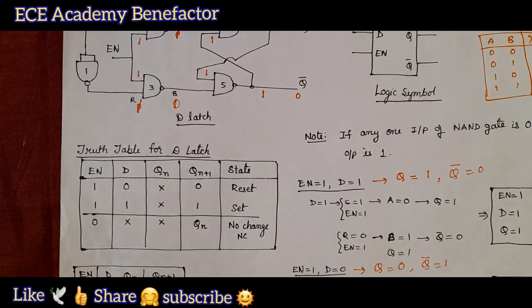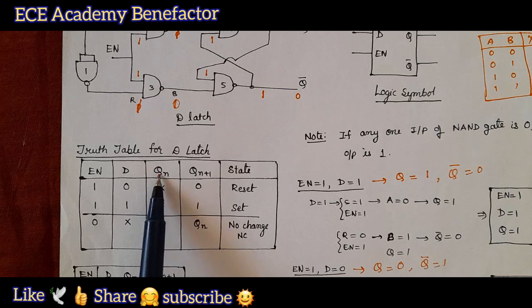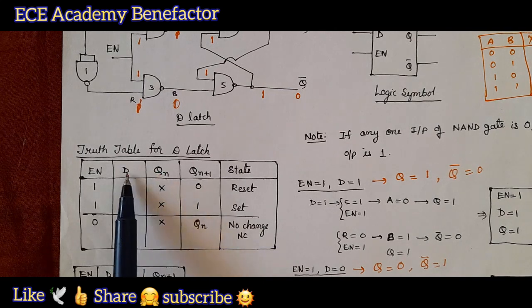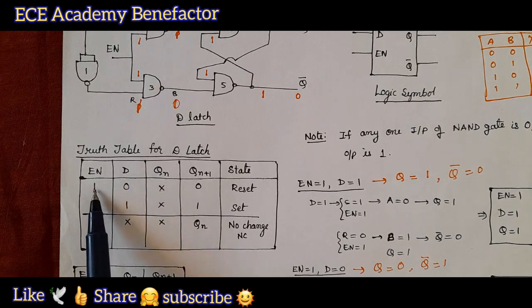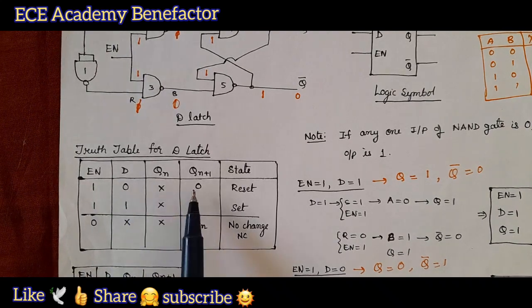It is written as, we will have two inputs, D and Qn. Qn is the present input. The D input can be either 0 or 1. For the latch to work, we have to keep the enable as 1 all the time. So, when enable is 1 and D is 0, what is the output going to be?